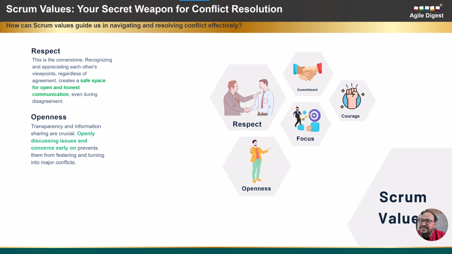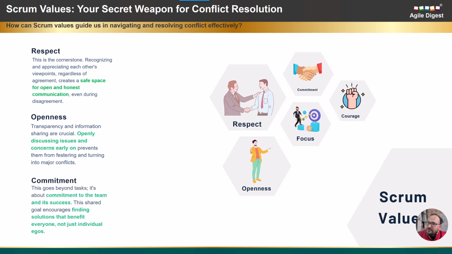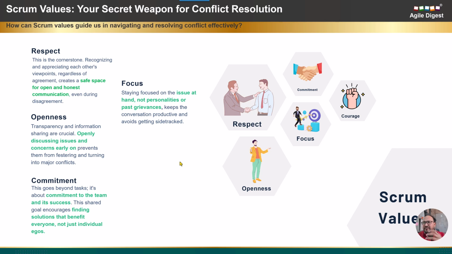What is openness and how is it connected with this conflicting situation? Openness brings up transparency, and information sharing is crucial. So openly discussing issues and concerns early prevents them from festering and turning into major conflicts. How is commitment involved? Commitment goes beyond tasks. It's about commitment to the team and its success. So the shared goal encourages finding solutions that benefit everyone, not just individual egos. The focus: staying focused on the issue at hand, not personalities or past grievances. Keep the conversation productive and avoid getting sidetracked.